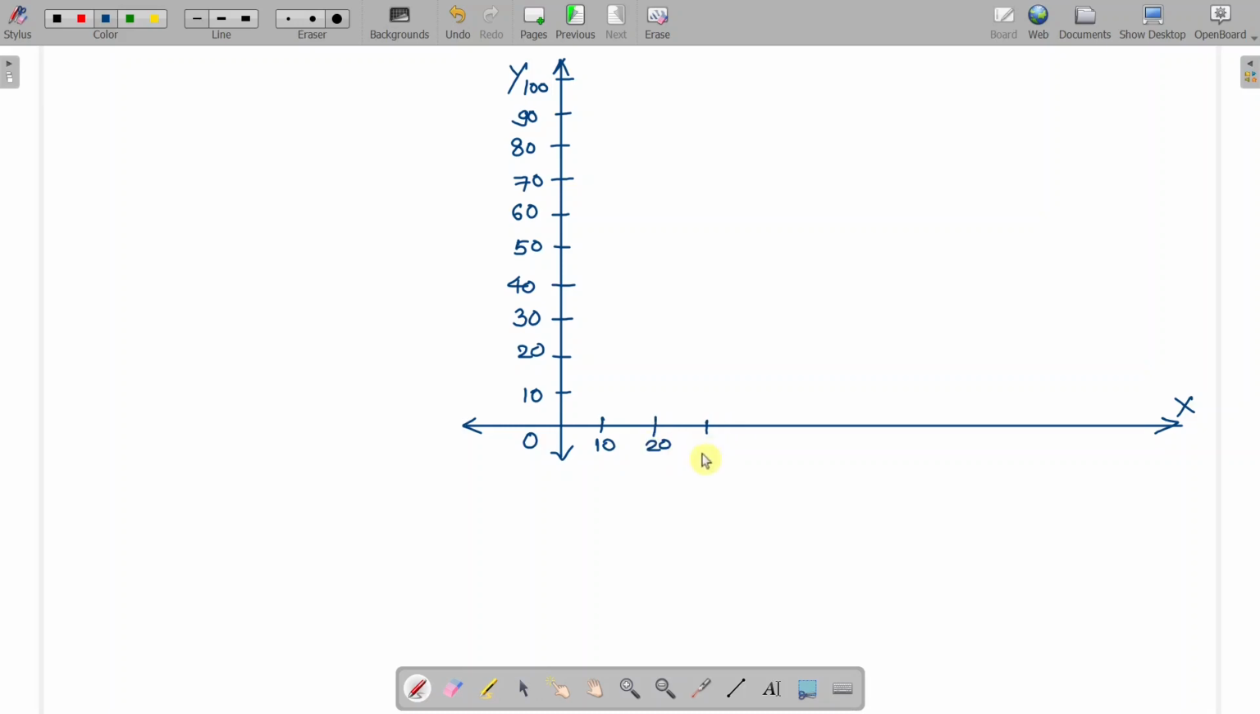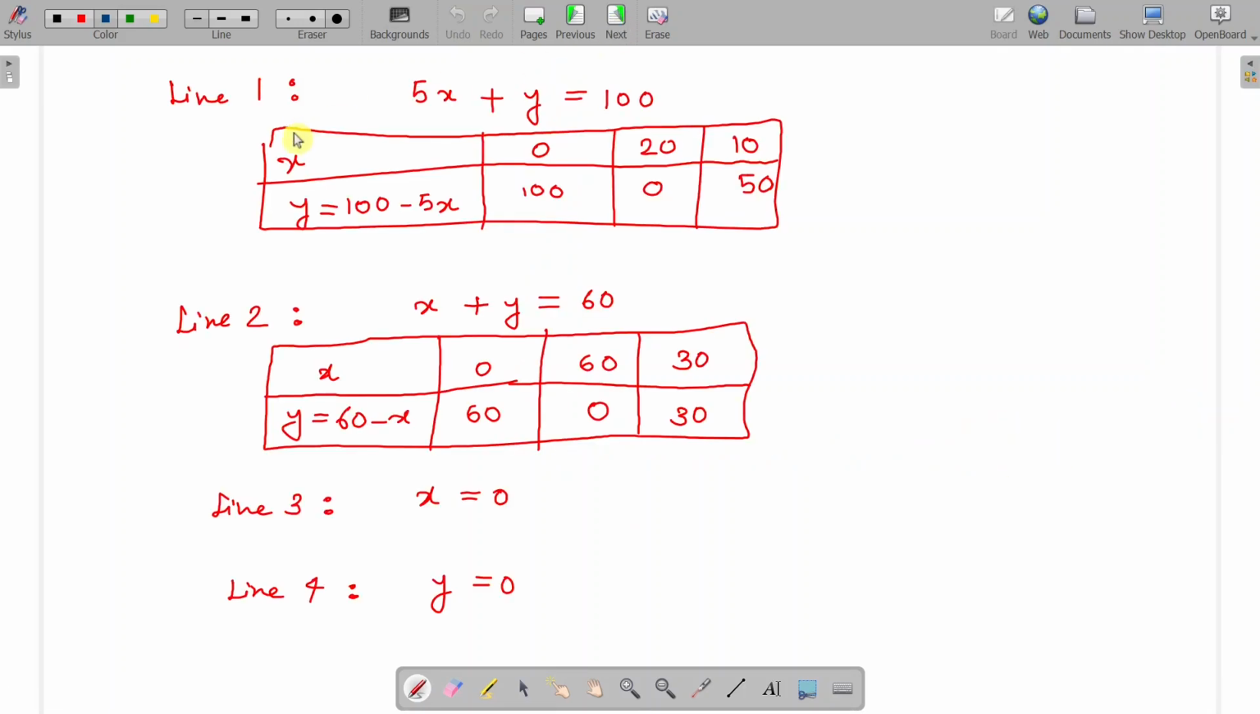Okay, so similarly here on the other axis: 10, 20, 30, 40, 50, 60, 70, 80, 90, 100. So let us consider line 1 here.